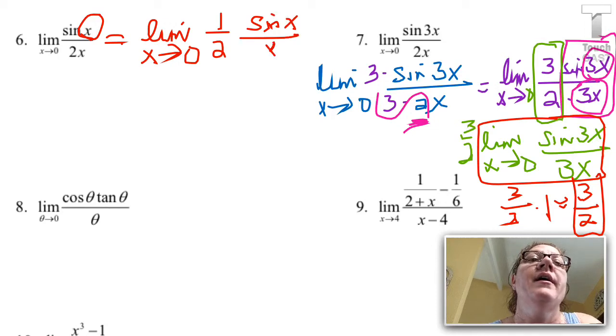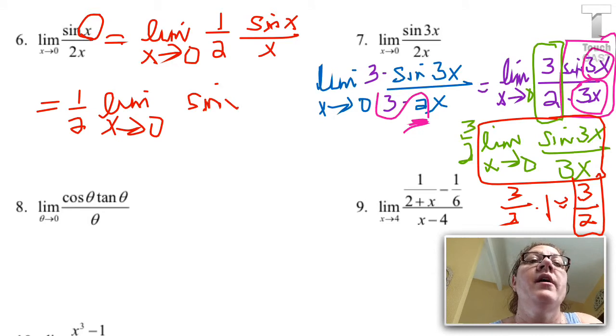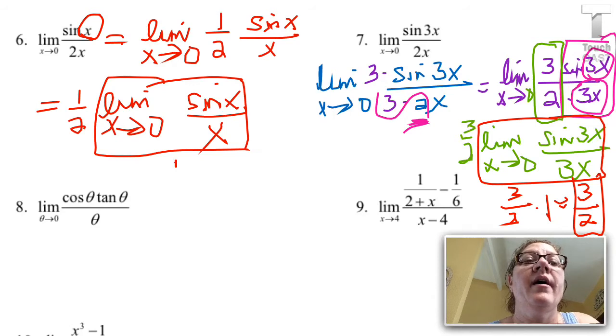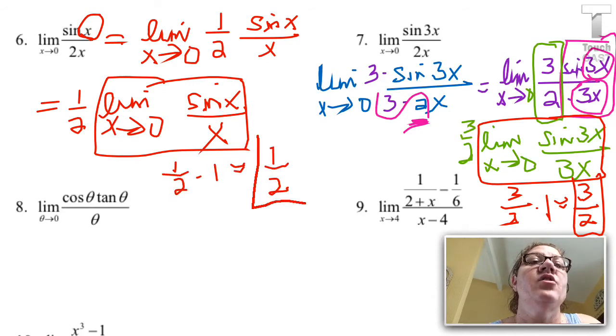Oh, look at that. Look at that. Isn't that clever? And so that 1/2 can come out in front. And then I know the limit as x approaches 0 of sine of x over x is 1. So I have 1/2 times 1, which is 1/2. Genius.